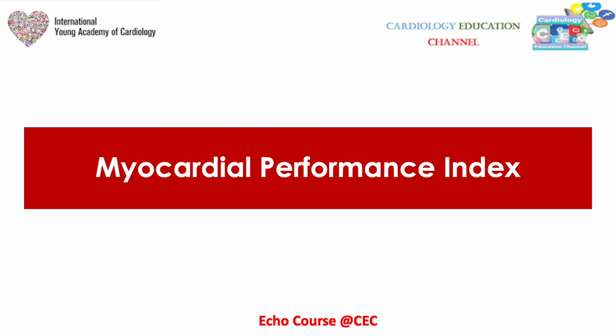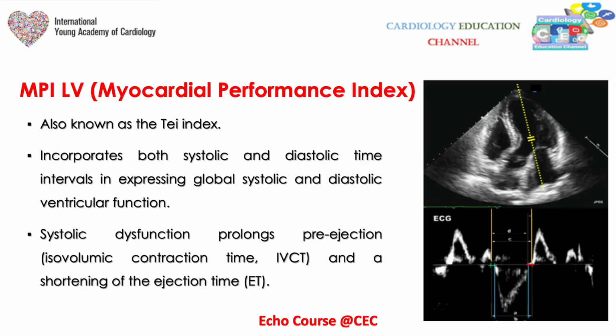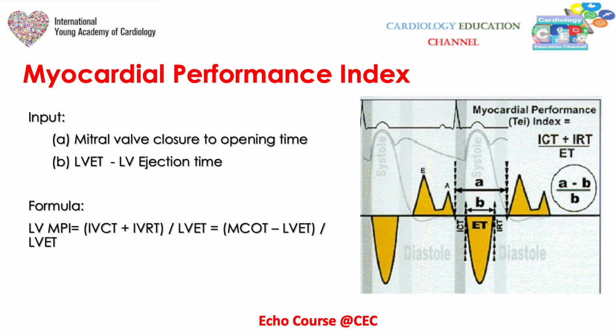Now moving on to one of the other methods, the myocardial performance index, or the MPI. It's also known as the Tei index, and incorporates both the systolic and the diastolic time intervals in expressing the global systolic and diastolic ventricular function. So it's not an estimate of just the systolic function, it's an estimate of the global function, including systolic and diastolic function. Systolic dysfunction prolongs the pre-ejection isovolumic contraction time, or IVCT, and shortens the ejection time, the ET. You can measure this.